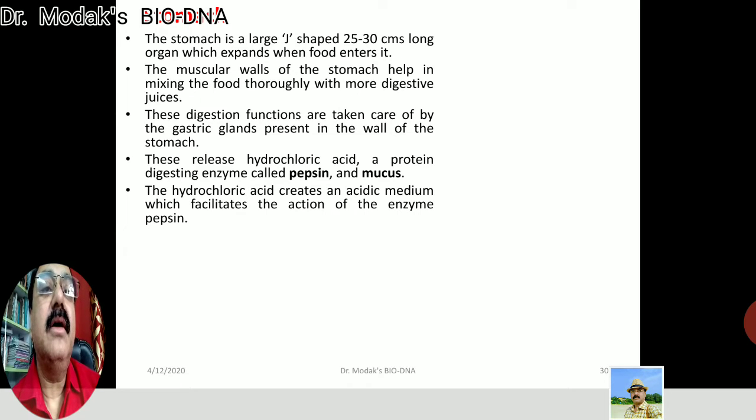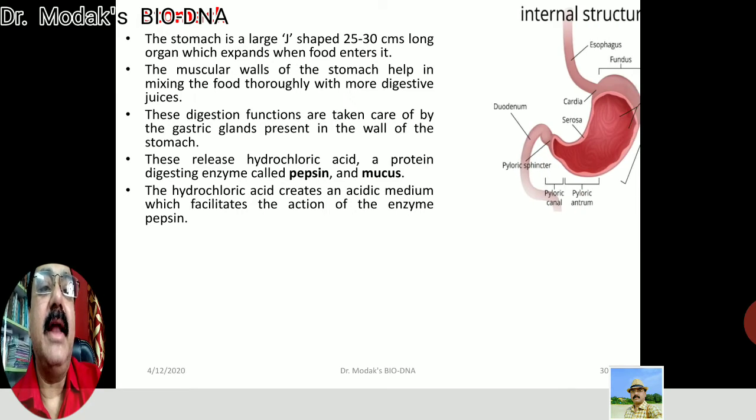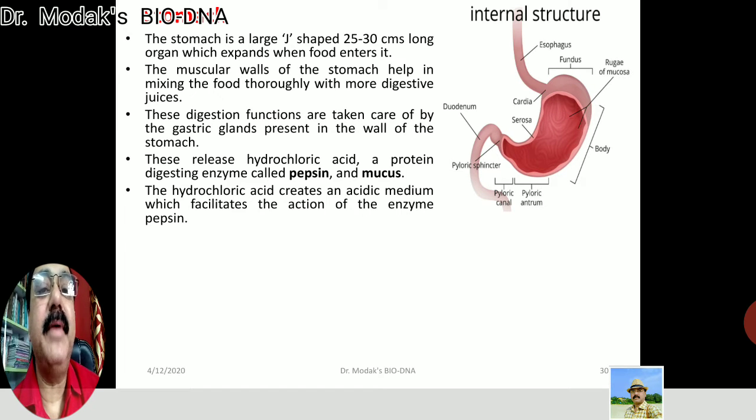These digestion functions are taken care of by the gastric glands present in the wall of the stomach. These glands secrete hydrochloric acid, then the protein digesting enzyme called pepsin, and some amount of mucus. The hydrochloric acid creates an acidic medium which facilitates the action of the enzyme pepsin. Suppose that pepsin has to digest protein into amino acids, it needs pH 2 to 3, and this acidic pH is maintained by the hydrochloric acid secreted by the glands present in the wall of this stomach.